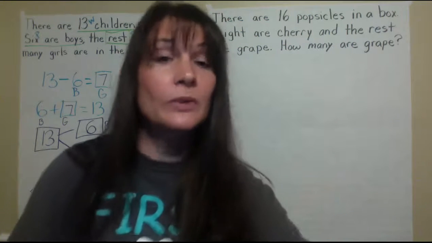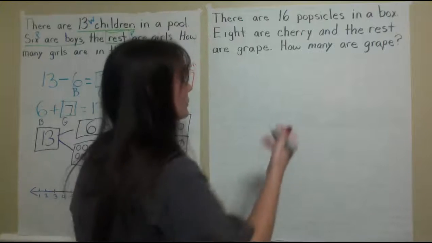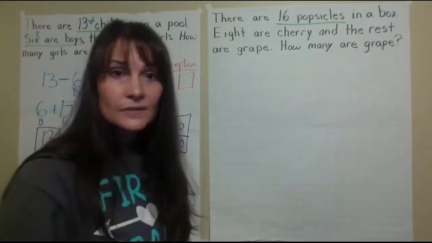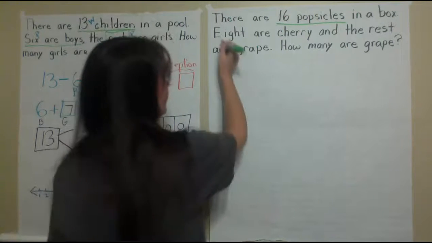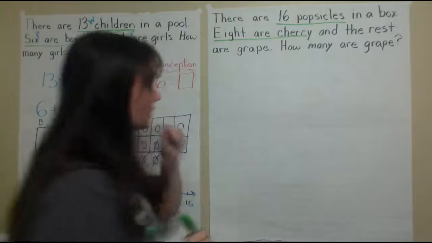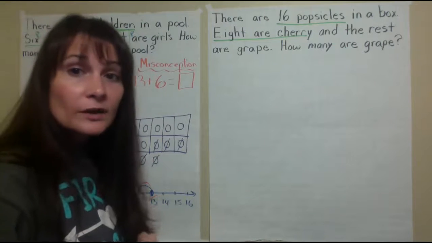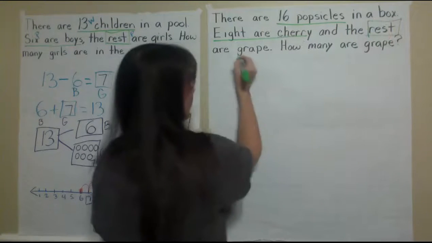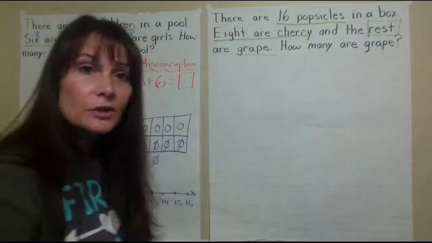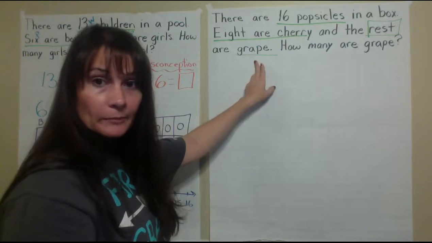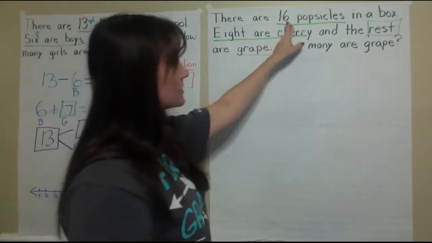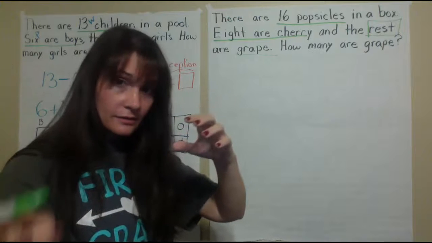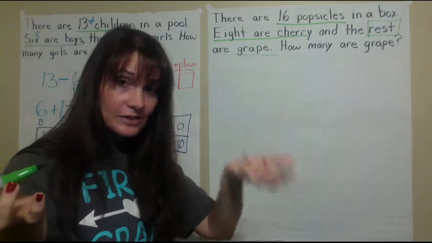Let's think about what we know in this problem. We know that there's a total of 16 popsicles. We also know 8 of them are cherry. We also know that the rest are grape. We want to know how many are grape. If there's 16 popsicles, 8 are cherry, the rest are grape.